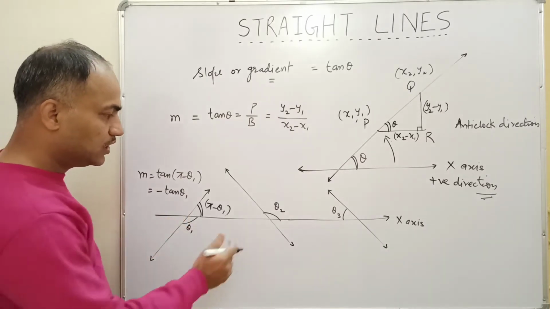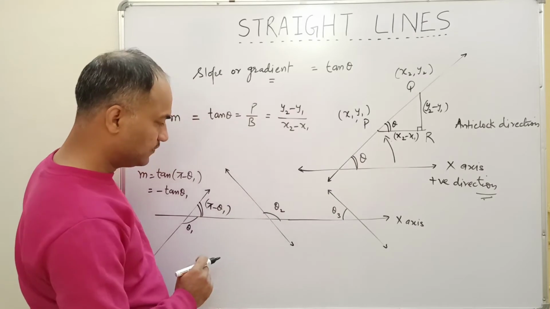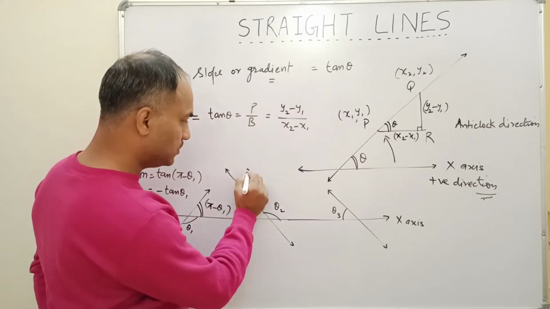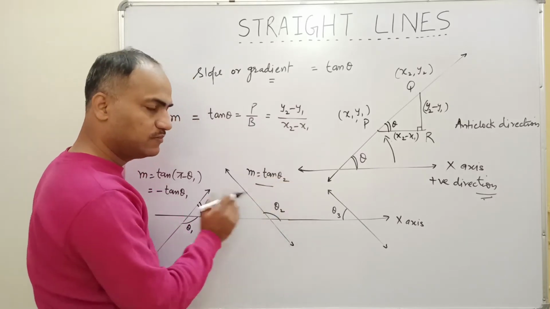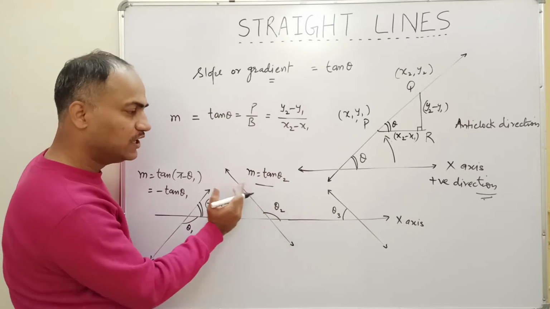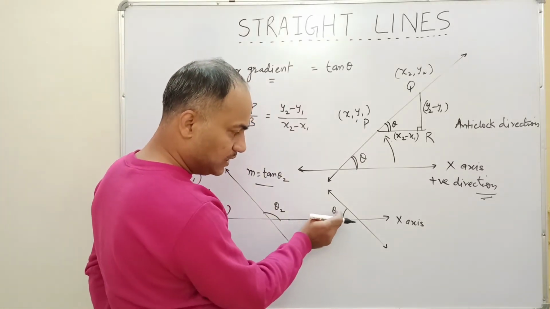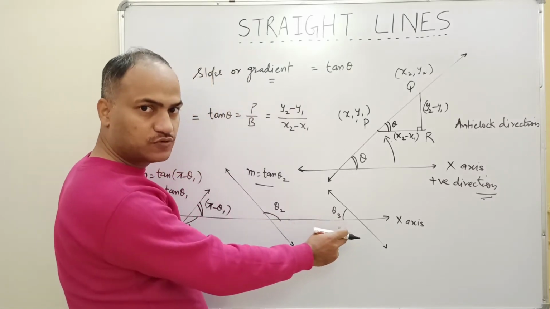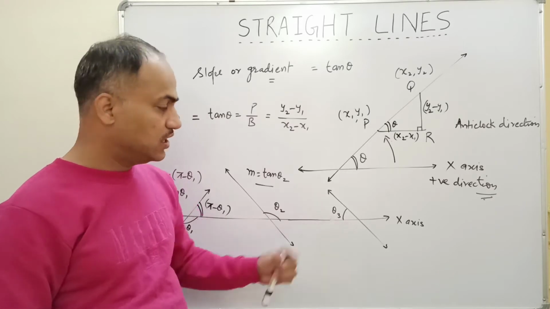Okay, now let us see here, this is theta 2, normal condition it is given. So clearly m is equal to tan theta 2, directly it will be the slope because this is measured from the positive direction and anti-clockwise it is measured. Fine. Now here again it is from the negative direction of x axis. ठीक है, तो इस एंगल को हम यूज नहीं करेंगे। हम क्या करेंगे?